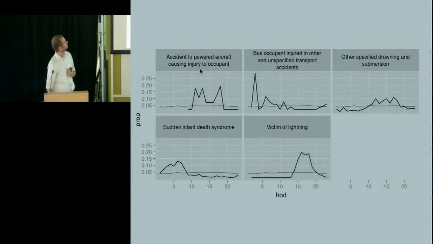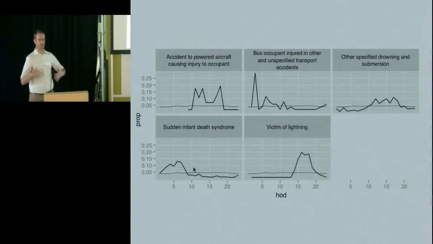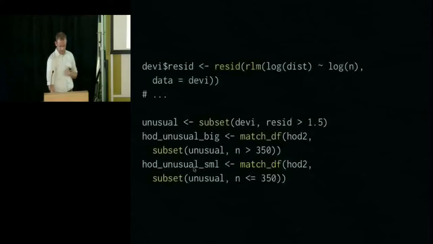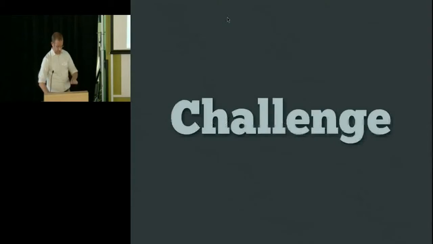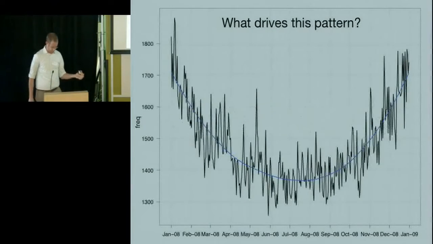So we see bus crashes, lightning, drowning again, aircraft crashes, and SIDS. So even though these seem to be pretty small, these are these guys up here, right? Even though I've got a small n, I've got a much bigger deviation from the overall pattern than I might otherwise expect.